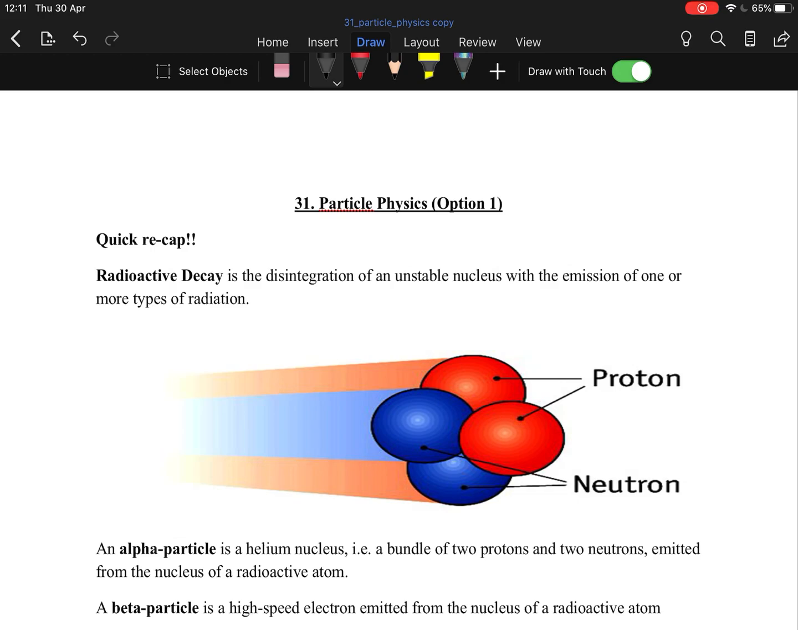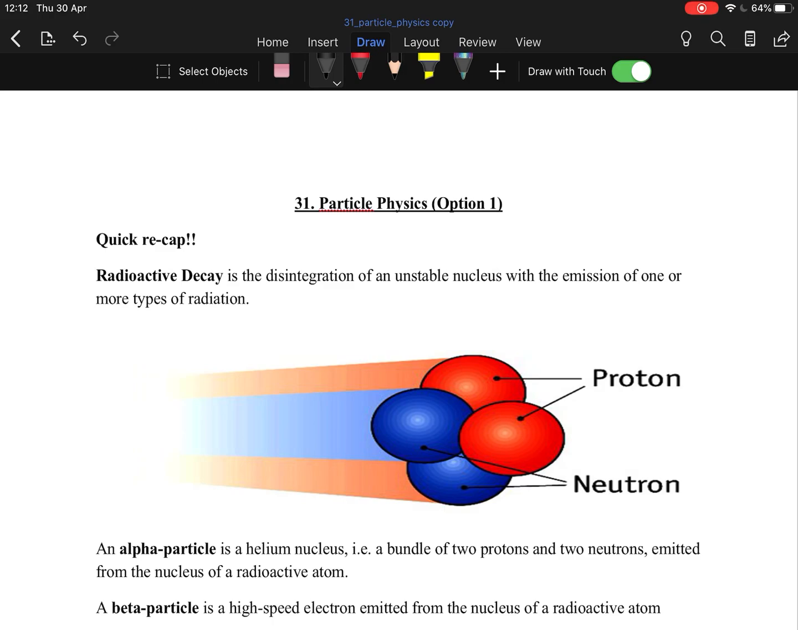This topic is quite long. It's 17 pages in total. So what I'm going to do is split the video in two. Part 1, I'm going to go from page 1 of the notes of topic 31 all the way up to page 9, which is pair production, pair annihilation. Then the next video, part 2, we'll do particle accelerators all the way through to the quark and the anti-quark composition.